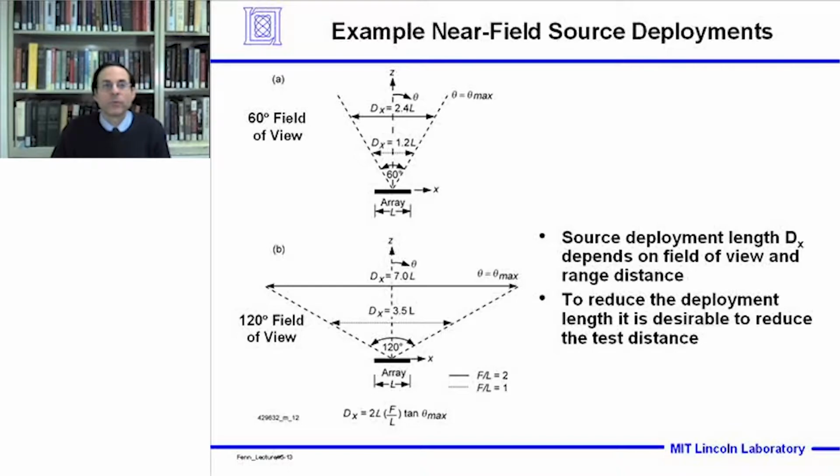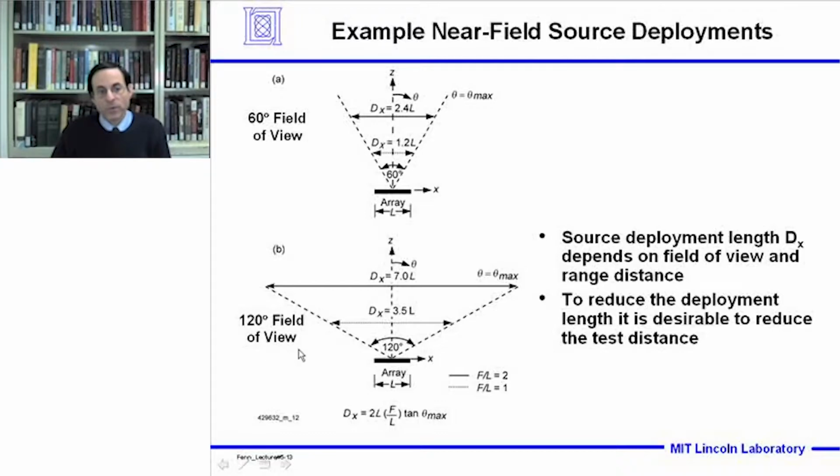As an example of near field source deployments, here we're showing a 60-degree field of view and a 120-degree field of view. And clearly, if we want to minimize or keep the source deployment length as small as possible, we want to come in as close as possible to the array. So with a 60-degree field of view, when the F over L ratio, the focal length, is 2, then the scan length has to be 2.4 times the aperture length. If we come into a focal distance of 1 aperture diameter, then the scanning length or source deployment length is 1.2 times the aperture length.